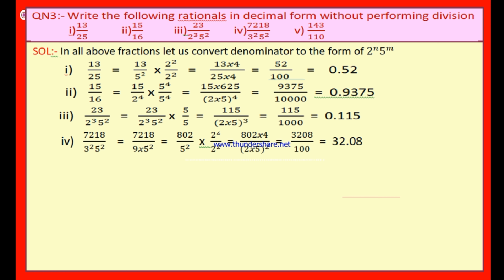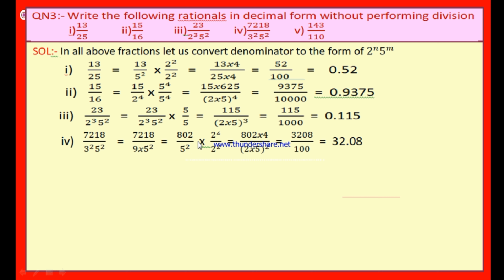Fourth bit, 7218 by 3 square into 5 square. 3 square means 9, into 5 square. You write 5 square as it is. Now you can divide 7218 with 9. 9 in 72, 8 times; in 1, 0 times; and in 18, 2 times. Therefore, if you divide 7218 with 9, you will get 802 divided by 5 square.